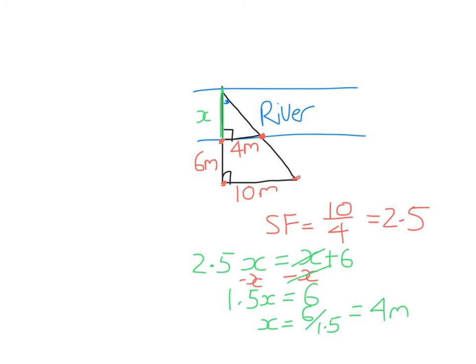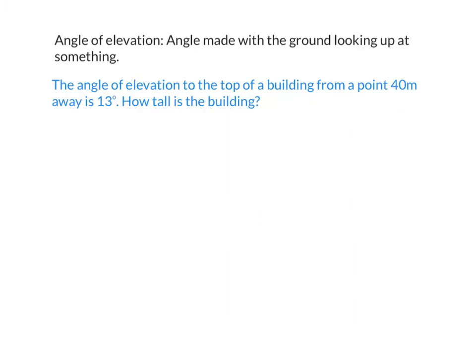Let's now look at some applications of trigonometry. So we're going to do a couple of examples involving angles of elevation and depression. So let's look at this question here. The angle of elevation to the top of a building from a point 40 meters away is 13 degrees.